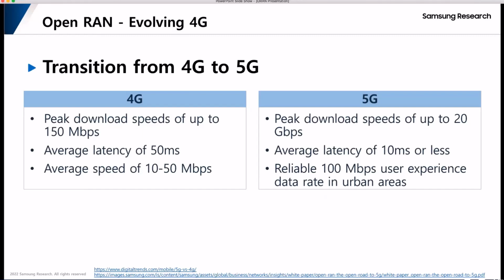So 5G will also offer a much higher average speed for end users. From an average of 10 to 50 Mbps in 4G, it will be around 100 Mbps in urban areas. So this is the download speed that we would usually experience.